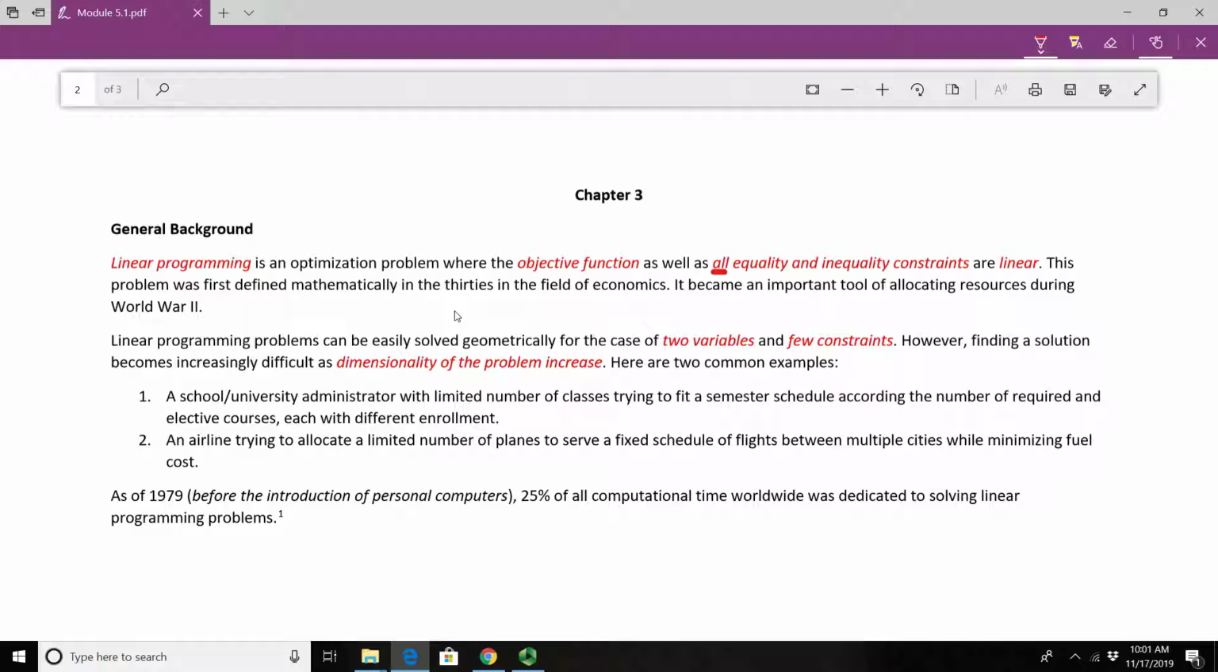One is something you are typically complaining about every semester: a school administrator with a limited number of classes trying to fit a semester schedule according to the number of required elective courses. Each course has a different enrollment, and many students also would like to have these courses as close as possible so they don't go back and forth across campus, even though it is very healthy for you.